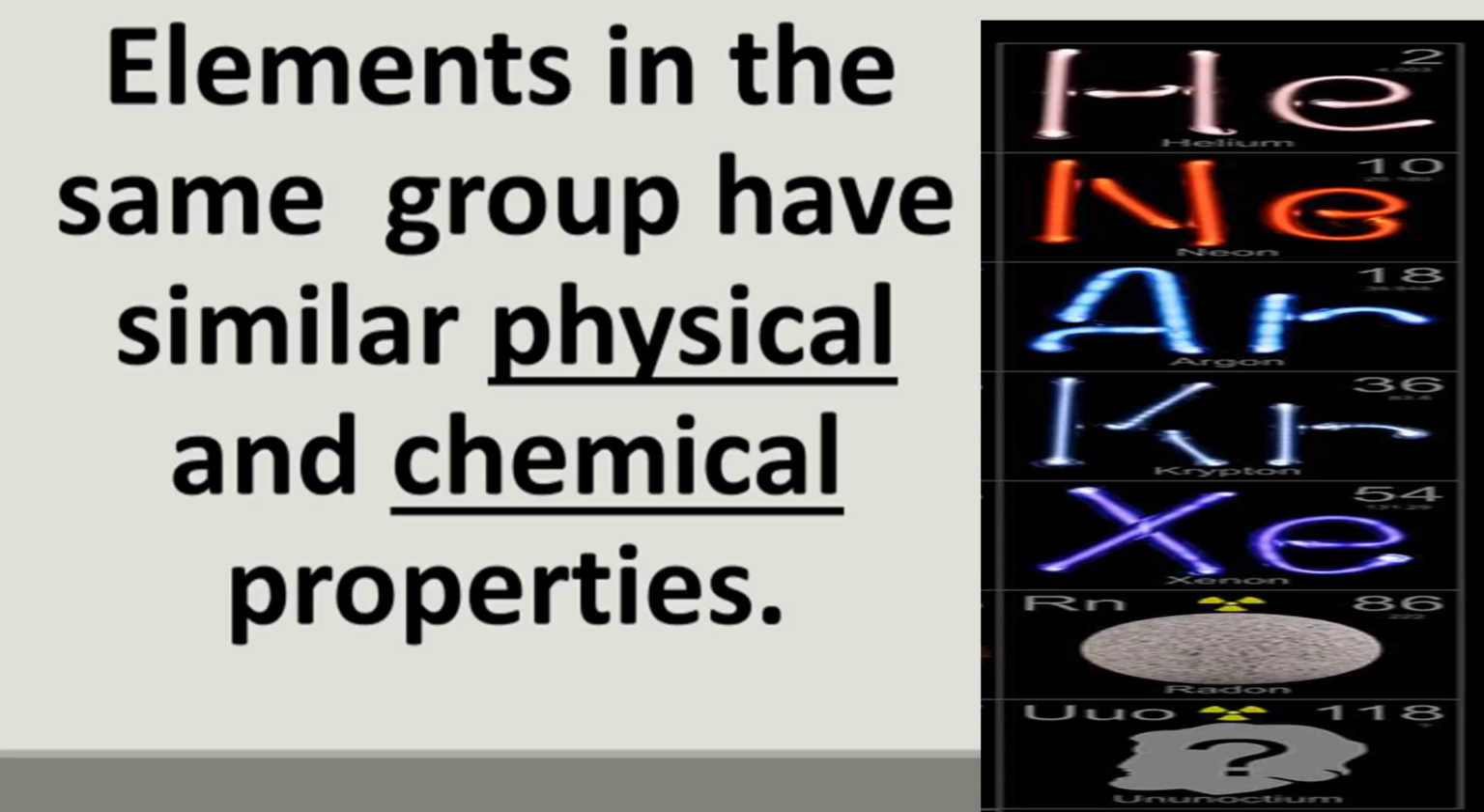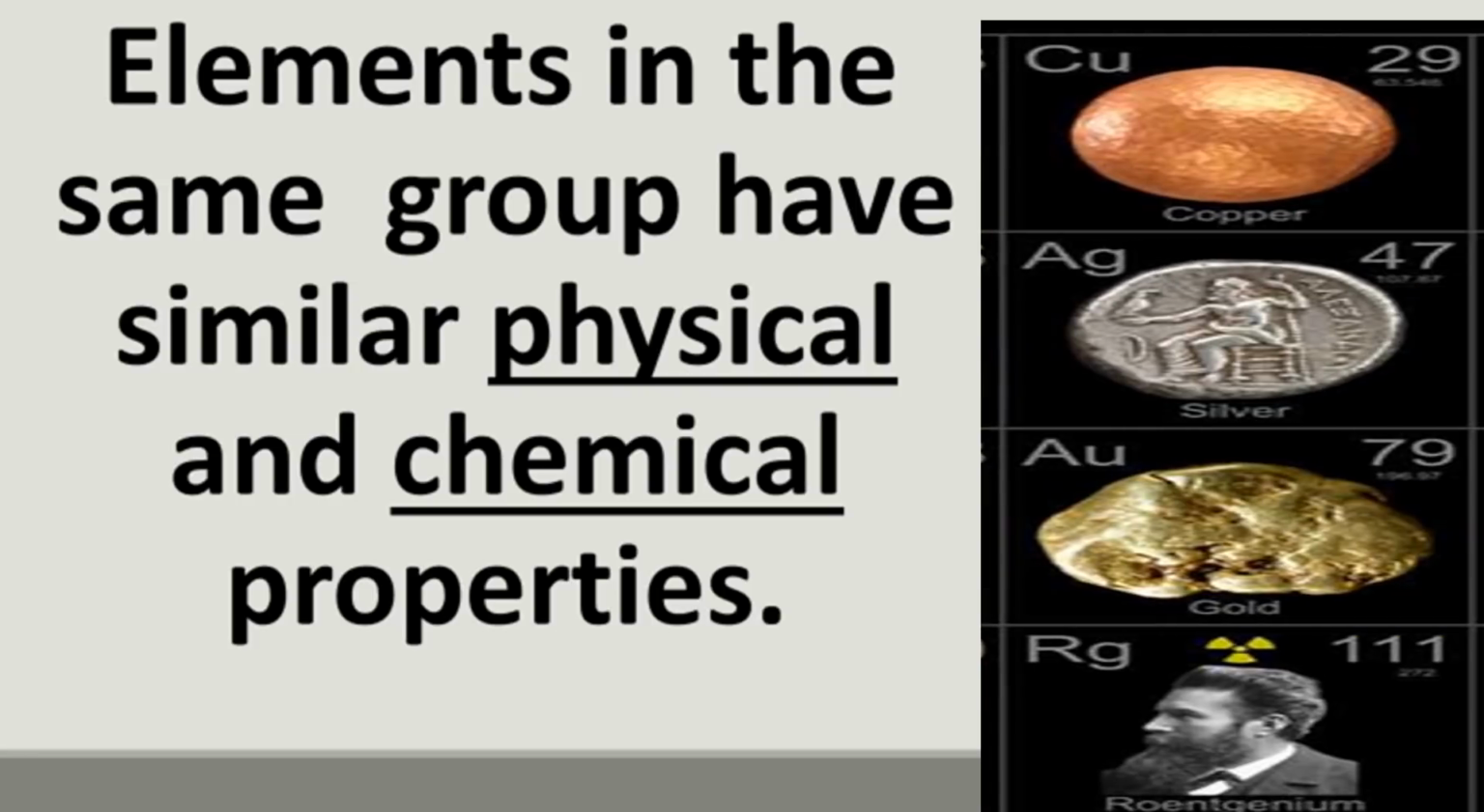So our noble gases, for example, are having similar characteristics. They're inert gases. They're non-reactive. And here we have that copper, silver, gold as well. And you can see how they are easily shaped and have very similar properties. Aside from their color, there's not much difference, as you can tell. They're all shiny, have luster, and things like that.